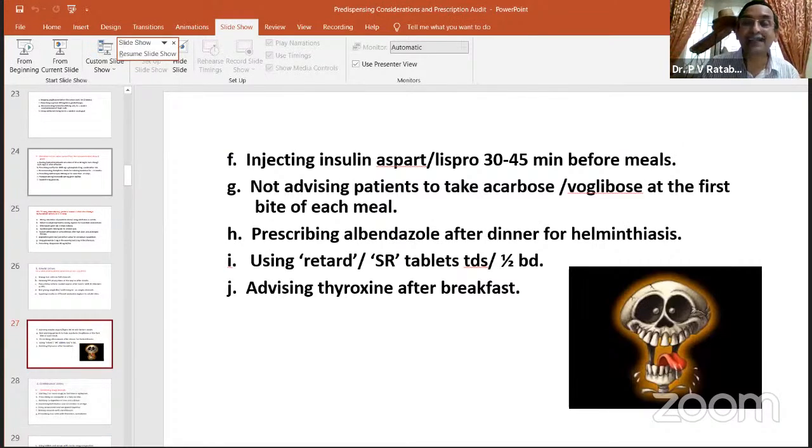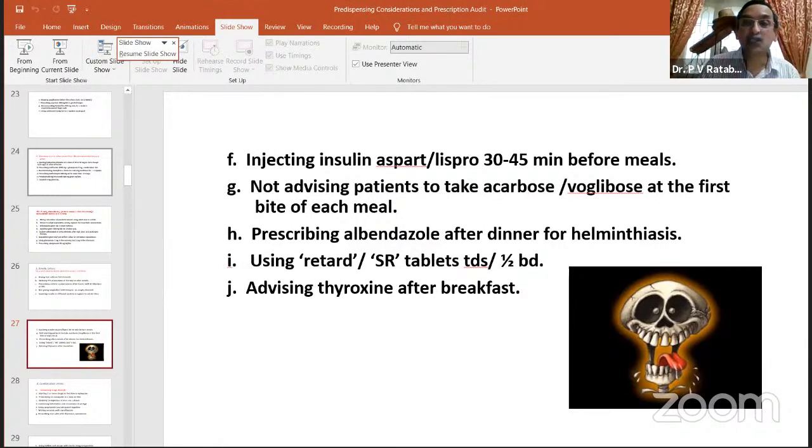Injecting insulin aspart and lispro 30 to 45 minutes before meals. No, it is not regular insulin. Regular insulin, yes, 30 to 45 minutes before meals. Aspart and lispro are fast acting analogs, rapid acting analogs. So you have to take them 5 minutes before meals. If you take them 30 to 45 minutes before meals, there is every chance that a patient will go into hypoglycemia and can fall with decrease in sugar.